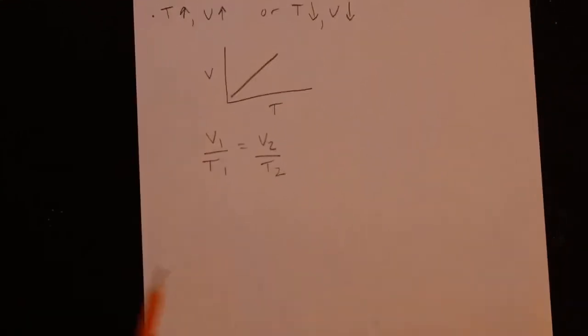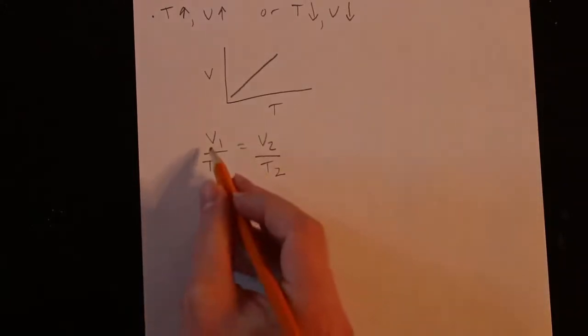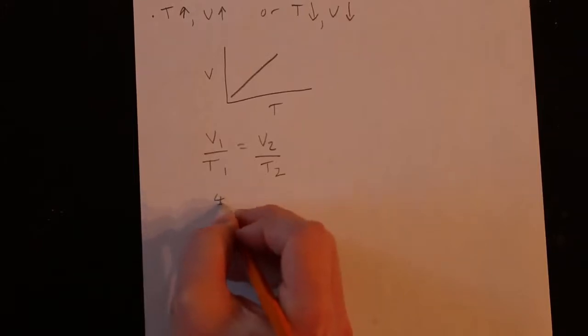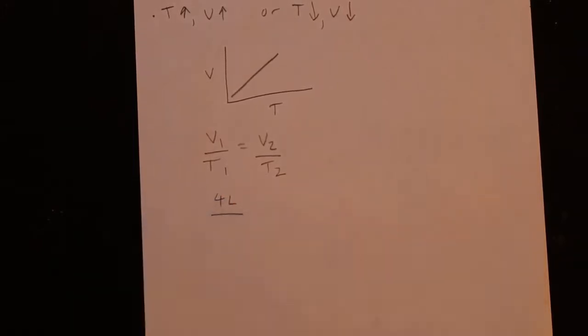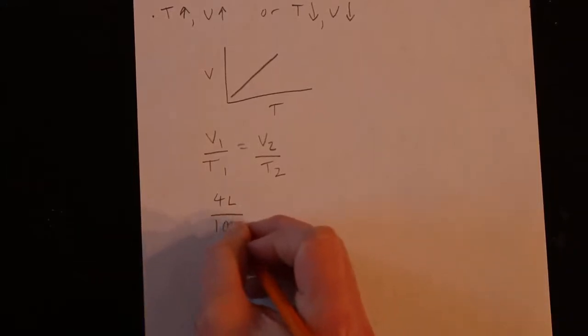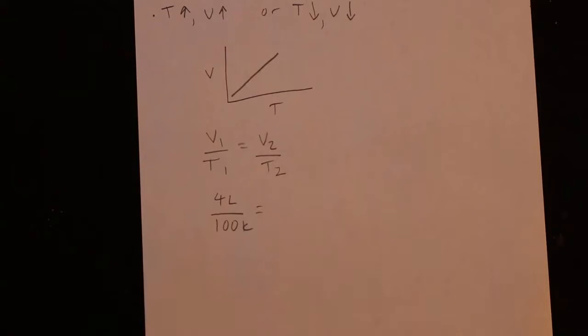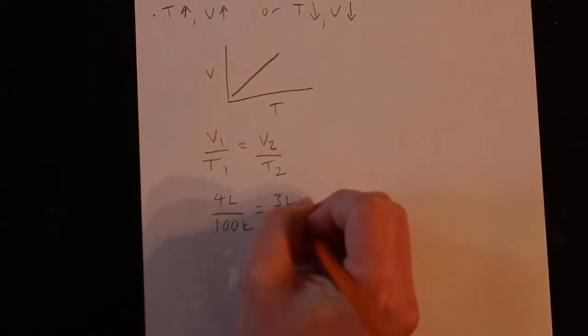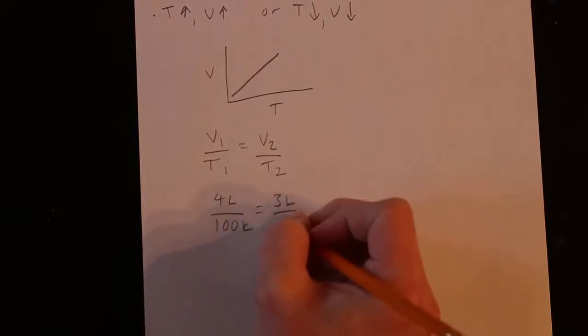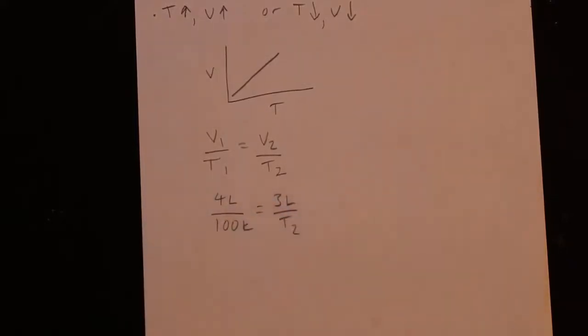Okay. So in all of these types of questions, we're always going to have one variable, so one unknown. So let's do an example really quick. Let's just say our initial volume was 4 liters, and our initial temperature was, let's say, 100 Kelvin. Okay. And our final volume, let's say, was 3 liters, and we wanted to find what the T2 was.